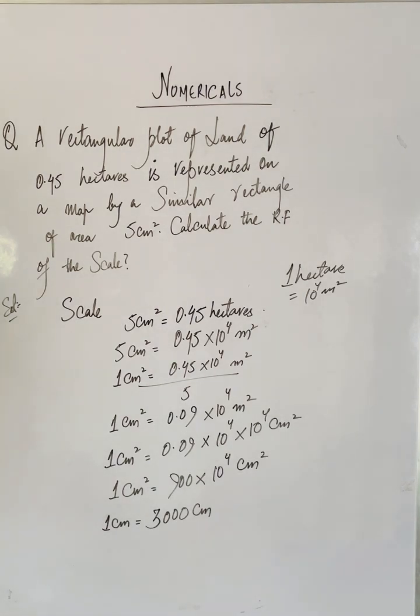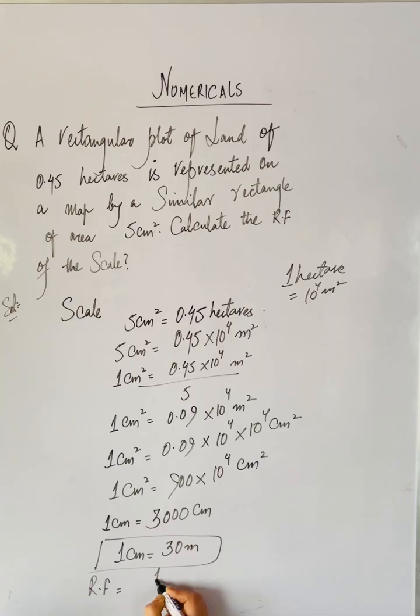That means 1 centimeter is equivalent to 3000 centimeters on the ground. What is my scale? 1 centimeter represents 30 meters. But the question is asking to find the representative fraction, which is equal to 1 by 3000. Okay? So the representative fraction is 1 by 3000. So this was the next question.